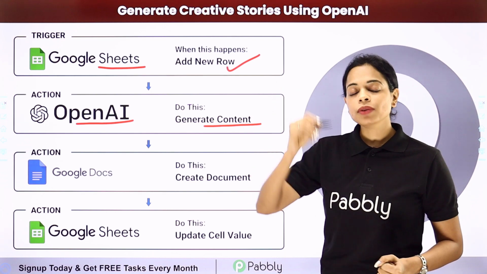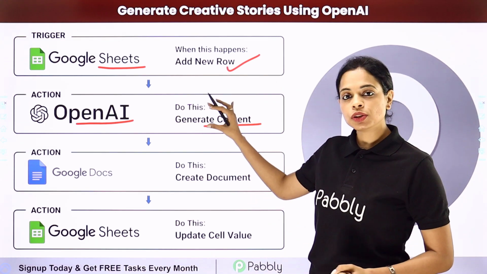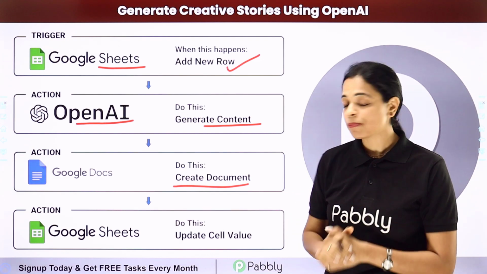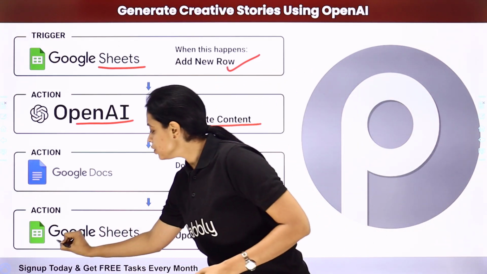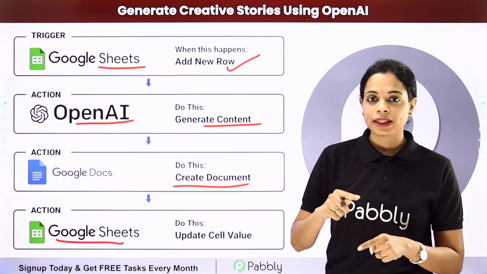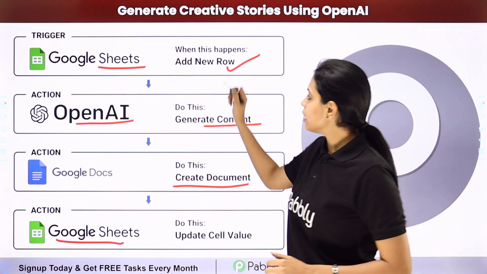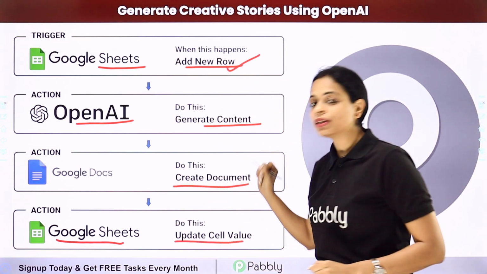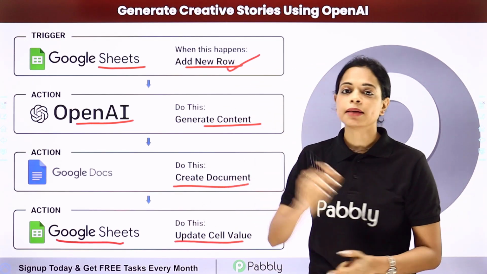And now you will be creating a document in the name of the story, and then finally append the story in that document. In your Google Sheet, you will be updating the cell value with the link of that document. So basically what should happen, every time a new row is added, automatically the link of the document with the story in it should be updated in the same sheet.